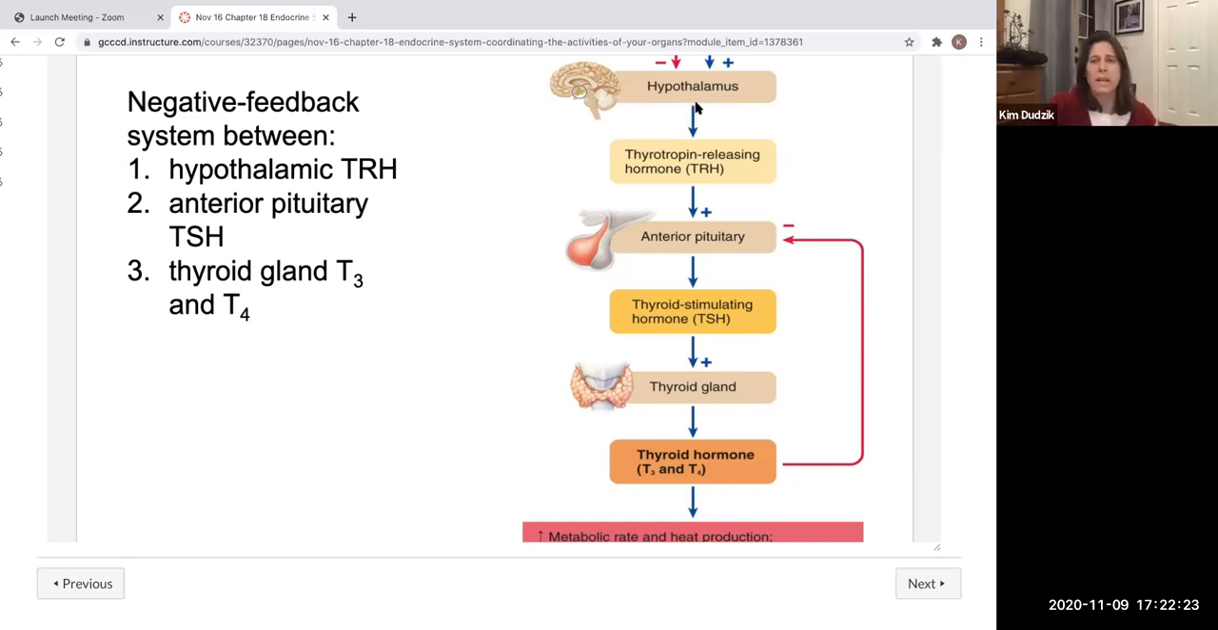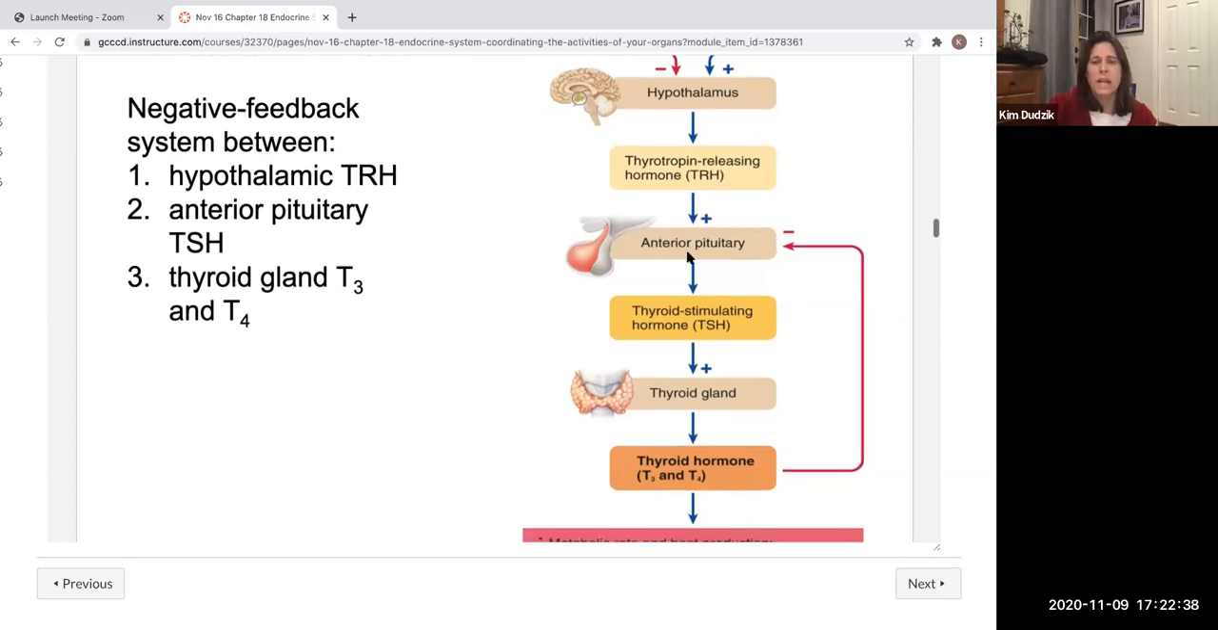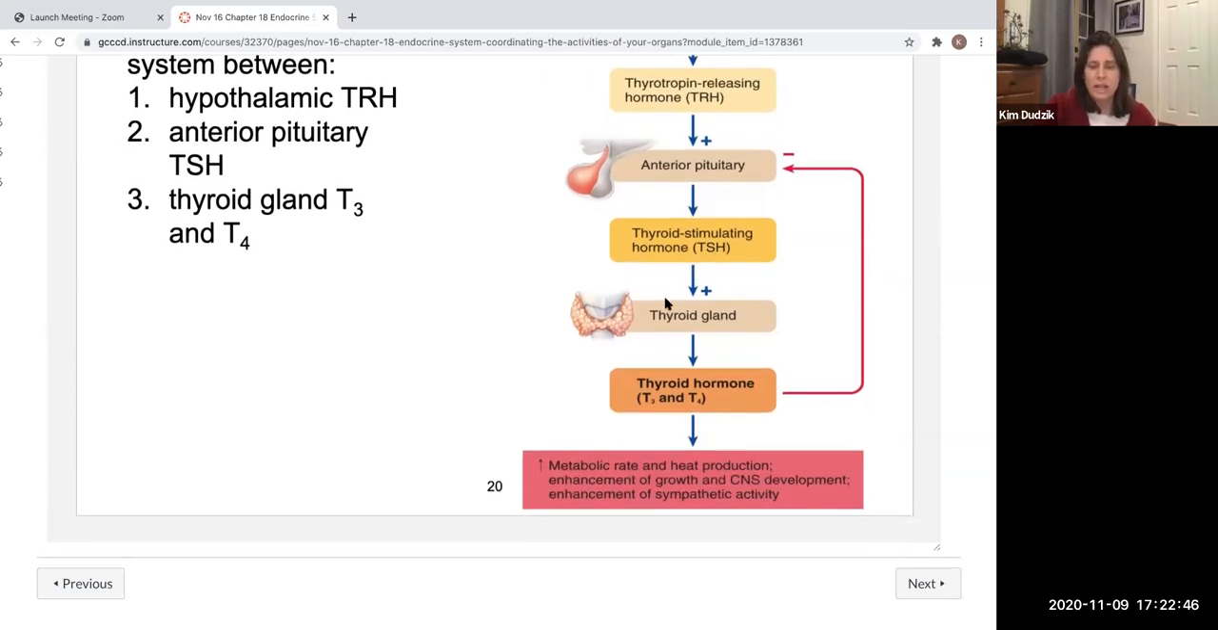Okay, so it starts with the hypothalamus. Okay, and the cells there will make and release thyroid releasing hormone or thyrotropin releasing hormone, TRH. The target cells for TRH are the anterior pituitary. That stimulates the anterior pituitary to release thyroid stimulating hormone. The target cells for TSH is the thyroid gland. That stimulates the thyroid gland to release thyroid hormones, T3 and T4. So the target cells for the thyroid hormone, T3 and T4, are most of the cells in the body. And again, it mainly increases metabolic rate.